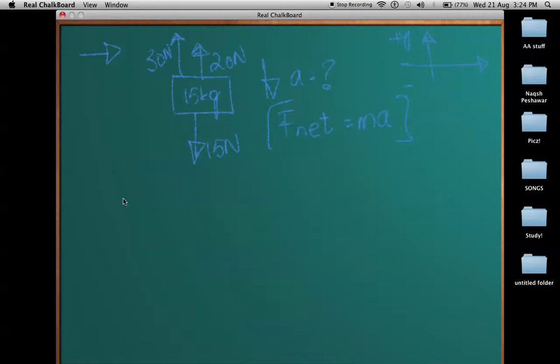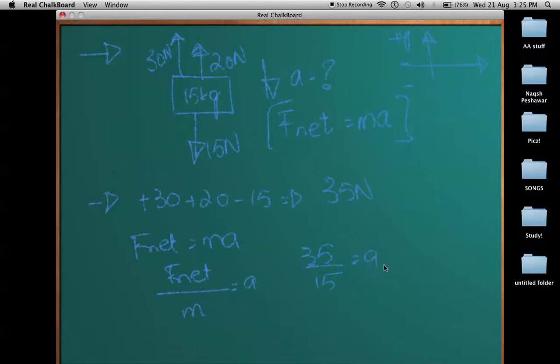That would be fine, but you have to be consistent with the arbitrary axis that you have made. So here, the sum of the forces gives you, in the upward direction, plus 30, this would be plus 20, this would be minus 15. So this would give me 30 plus 20 minus 15. So this would be 50 minus 15 is 35 newtons. Now the formula is F net equals ma. F net divided by m equals a. 35 divided by 15, if you just use your calculator, would give you 2.33 repeating meters per second square. So this is your acceleration.